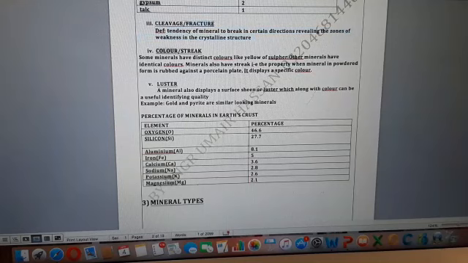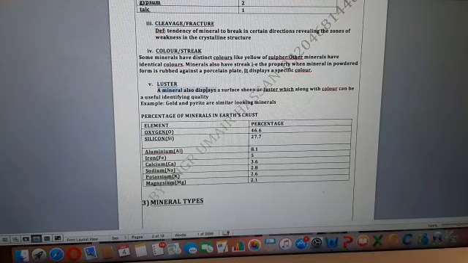Then you have color or streak of minerals. Now, some minerals have distinct colors, such as the yellow of sulfur. Other minerals have identical colors. Minerals also have streak, and that is the property where a mineral in powdered form is rubbed against a porcelain plate, and it displays a specific color. That is called streak.